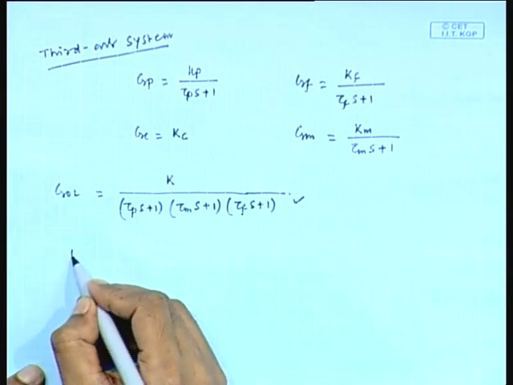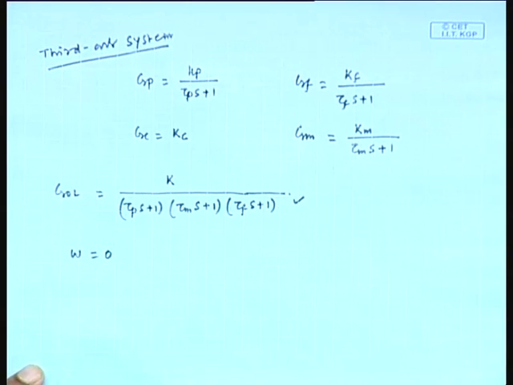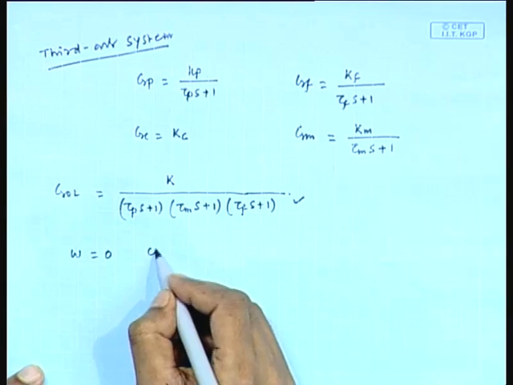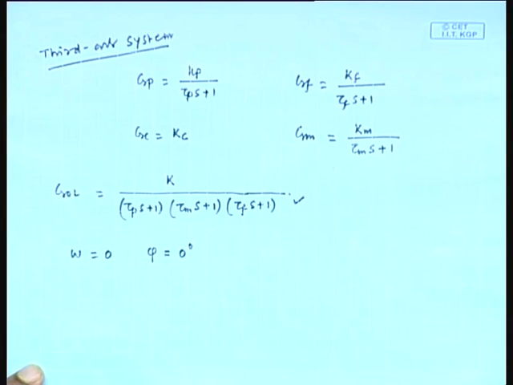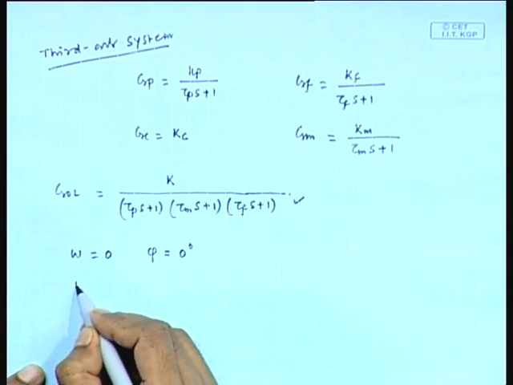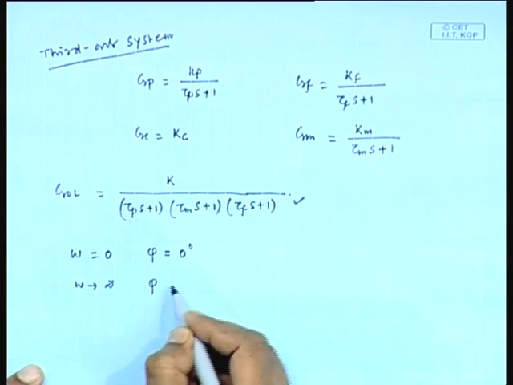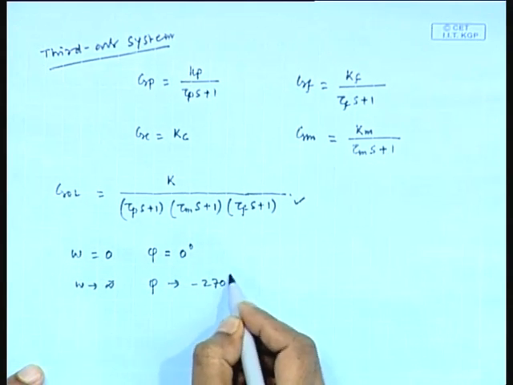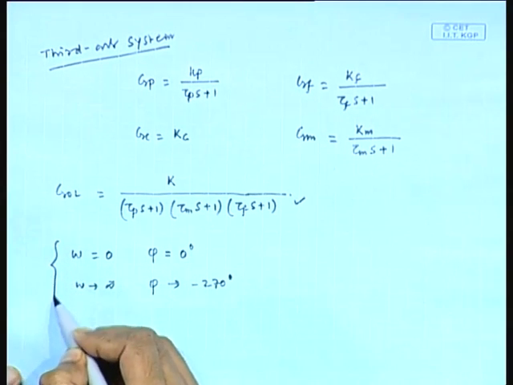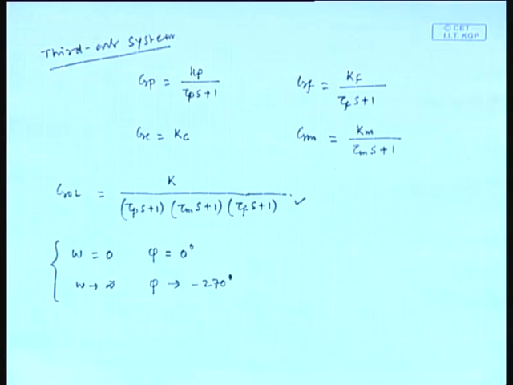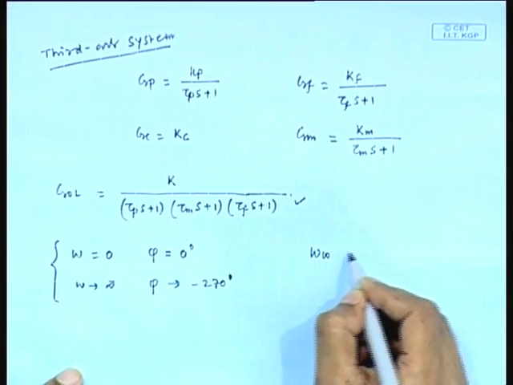Now, when omega is equal to 0, phi becomes 0 degree, and when omega tends to infinity, phi tends to minus 270 degree. So, for a third order system, phi varies between 0 and minus 270. So, what about the crossover frequency? Crossover frequency exists.